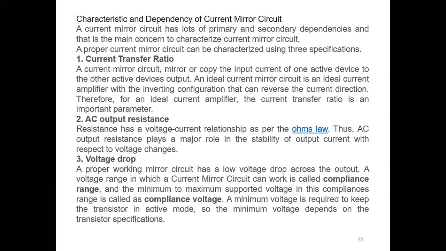The second one is AC output resistance. Resistance has a voltage relationship as per Ohm's law. The AC output resistance plays a major role in the stability of the output current with respect to voltage changes. Then the voltage drop: a properly working mirror circuit has a lower voltage drop across the output. This is called the compliance range, the maximum and minimum compliance voltage.